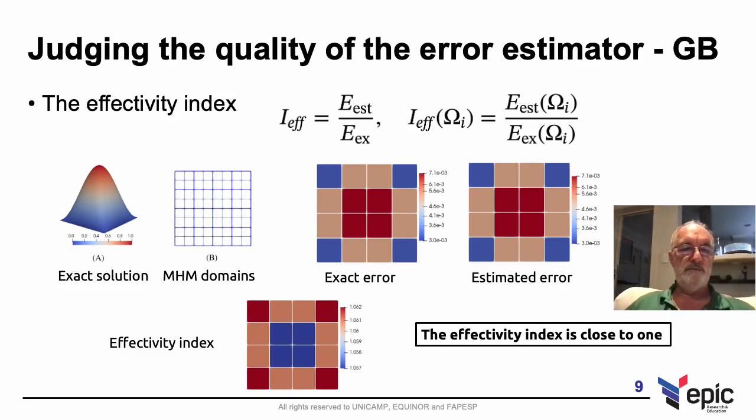We simulate this problem on these 4x4 microdomains, where each microdomain has a 2x2 mesh. We compute the exact error, we compute the estimated error, and we see the effectivity index is between 1.062 and 1.057. So the effectivity is very close to 1. I have to say from experience that computing effectivity indexes of smooth solutions is not easy, it's very hard.